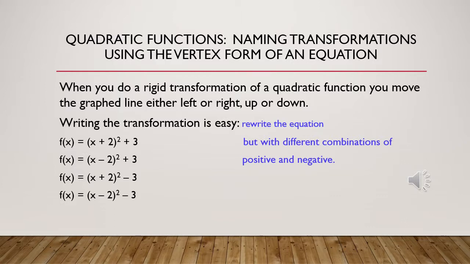You rewrite the original equation, but with different combinations of positive and negative. If you look at these 4 equations, the first equation has positive 2, positive 3. The second one has negative 2, positive 3. The third one is positive 2, negative 3. And the fourth one is negative 2, negative 3. This moves the graph either left or right or up or down but it does not change the shape of the graph.